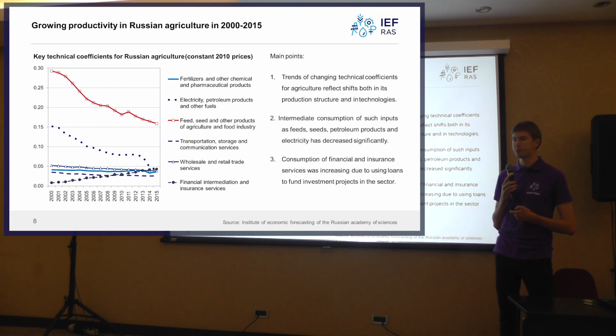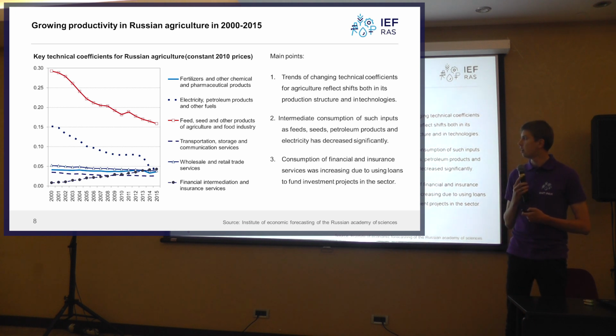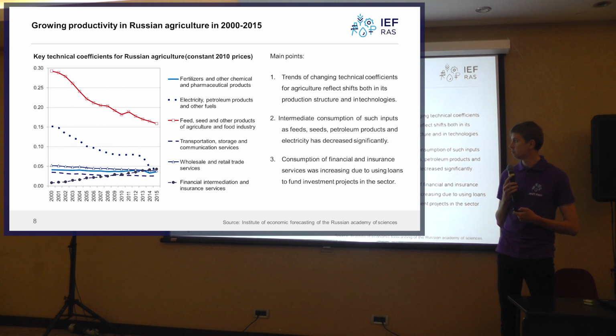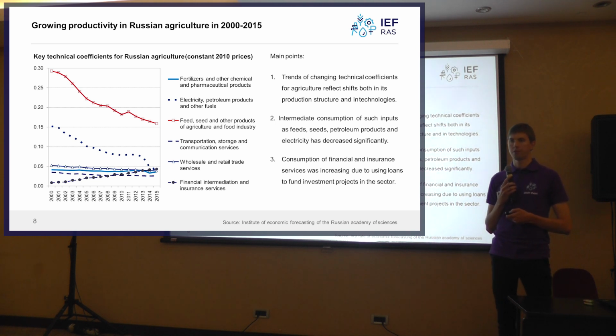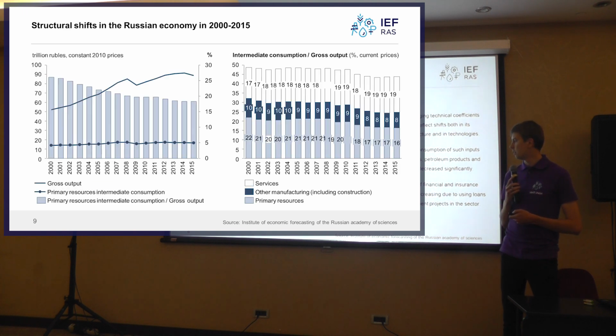Here we have the retrospective dynamics of key technical coefficients for Russian agriculture. And we can see that intermediate consumption of such inputs as feeds, seeds, electricity, fuels has decreased significantly. And there is only one coefficient that has increased. This is for financial services and insurance. And it's due to using loans to fund investment projects in the sector.